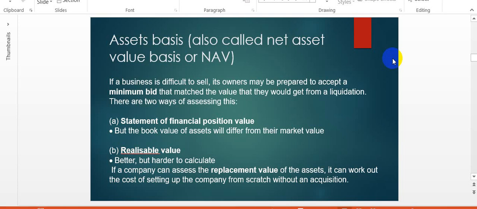You use the values on the statement of financial position. However, you should remember that the values on the statement of financial position are book values, and these may differ from the market values. So the examiner will give you the market values, and will also give you the book values. In making your calculation, substitute the book values with the market values, unless you are not given any market values, then you can use the book values.